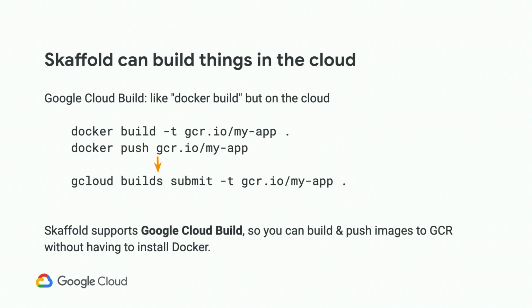So far, we've been building these container applications on our local Docker and then pushing it to Google Container Registry. However, Skaffold can build things in the cloud as well. So we have this product called Google Cloud Build. It's like Docker Build, but it's on the cloud. To push images to Google Container Registry, you've been doing Docker Build and then Docker Push by using a local Docker engine. However, with the gcloud build submit command, you can upload your source code to the cloud and have Google Cloud build your code and then push it to Google Container Registry.